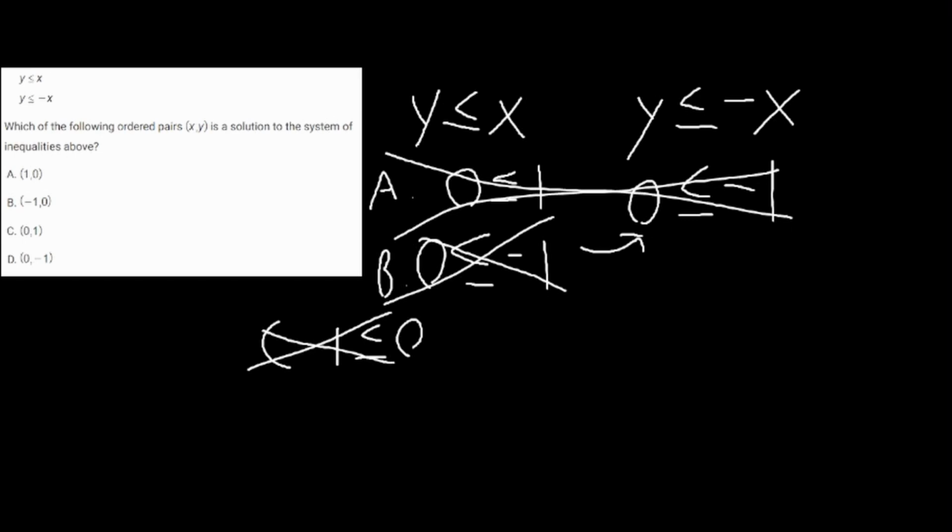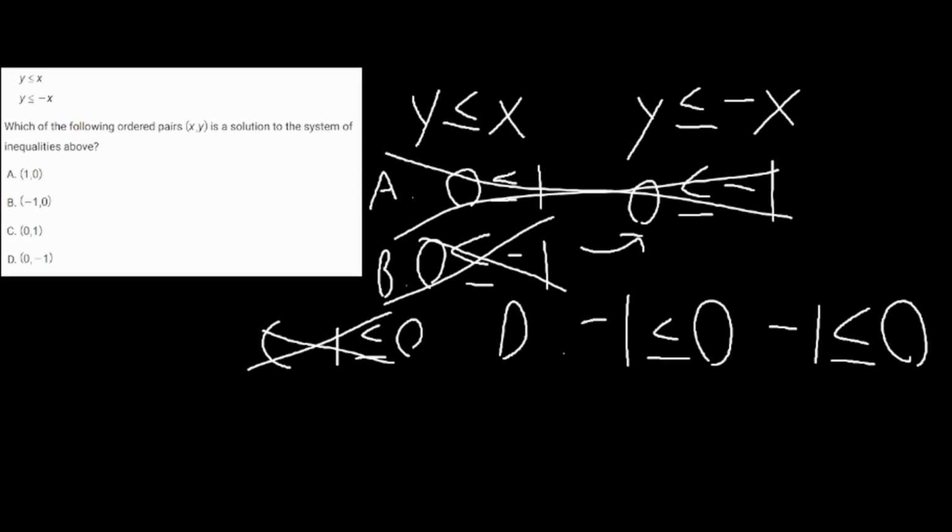And so that only leaves us D, so that must be our answer, but I'll just check it to be sure. So we will get negative 1 is less than or equal to 0, which is true. And we'll also get negative 1, once again, is less than or equal to 0. So we get the same thing, so D is our final answer.